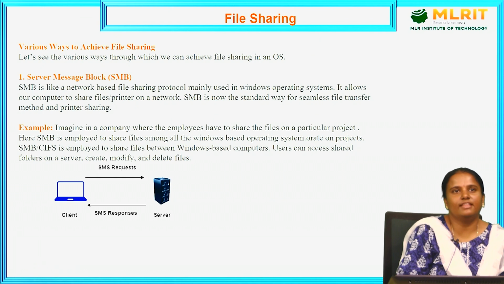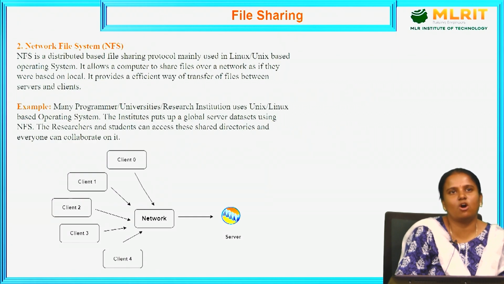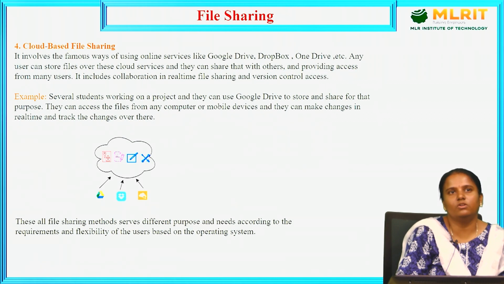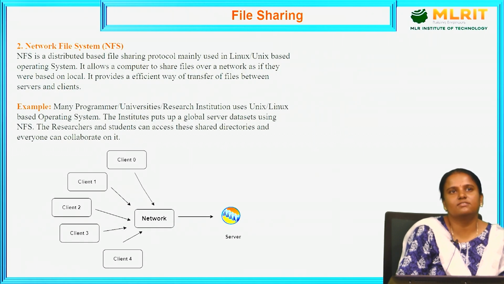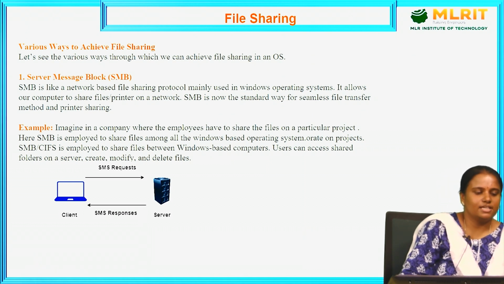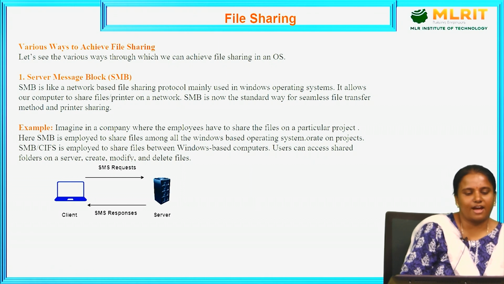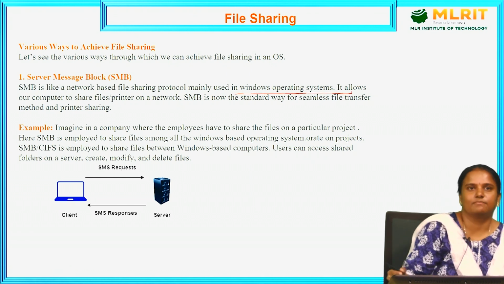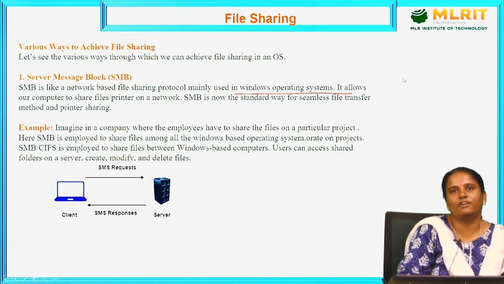Next, what are the various ways to achieve file sharing? There are three ways: Server Message Block, Network File System, File Transfer Protocol, and cloud based file sharing. In this we are going to discuss first Server Message Block, and how it is used to share files. Server Message Block is a network based file sharing protocol mainly used in the Windows operating system.